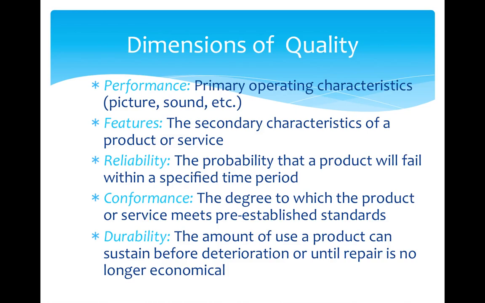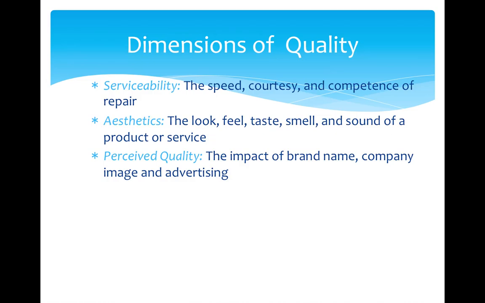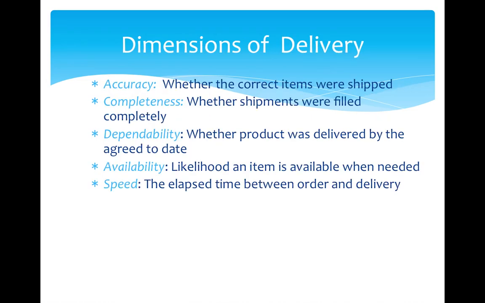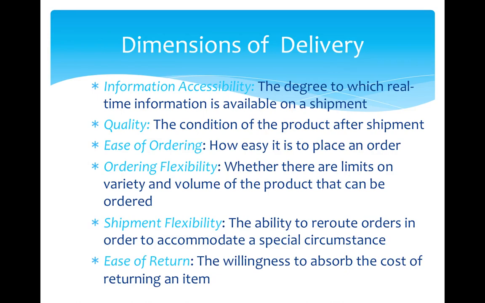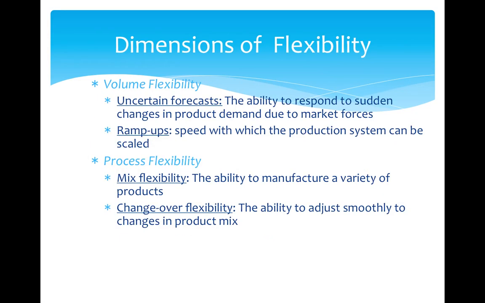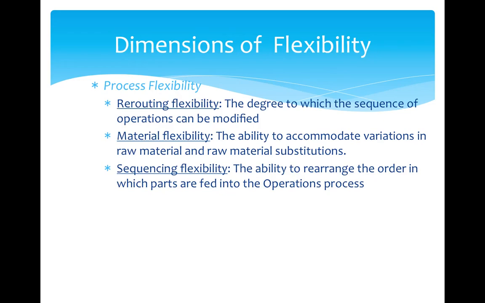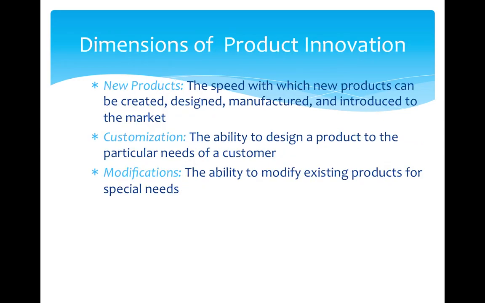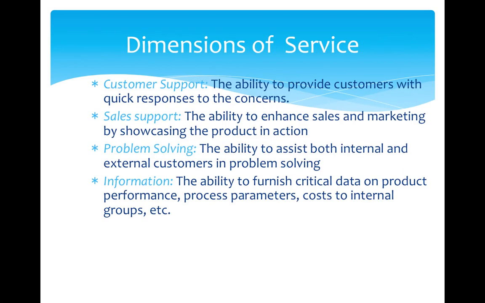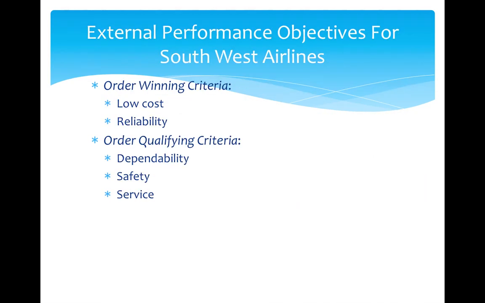And we see dimensions of quality that we will talk about later on, the cost, dimensions of delivery, accuracy, completeness, dependability, and so on. Dimensions of flexibility, volume flexibility, process flexibility, and so forth. Dimensions of product innovation, being able to create new products, customizing products for customers, making modifications, and so on. Dimensions of service, customer support, sales support, problem solving, information, etc.